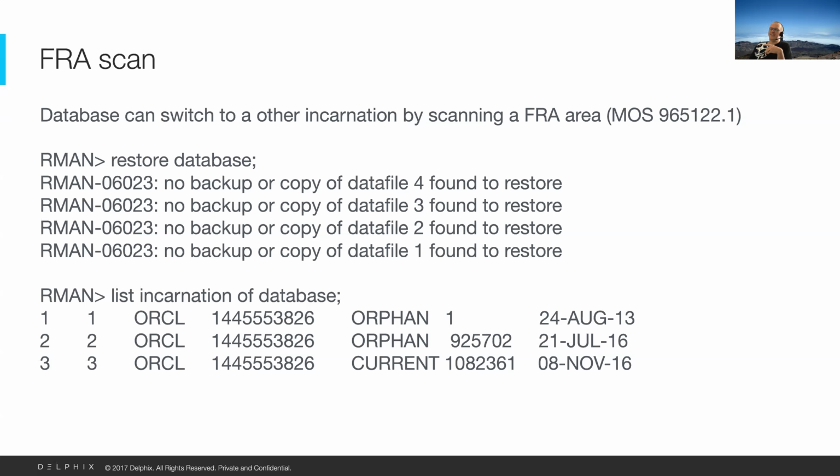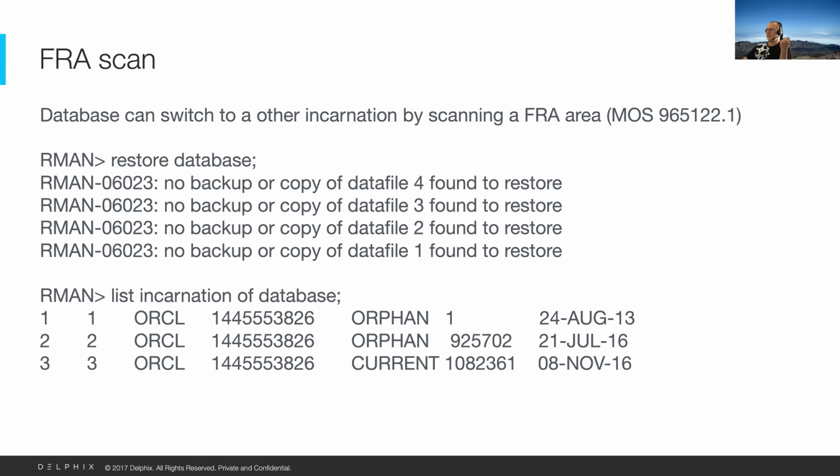When the database was created before and you have a FRA which has some data files with the same DB ID, it may happen that when you start a new restore, RMAN tells you, well, I don't know if there is any backup. I cannot find anything. That may happen because when you start a database, Oracle does a FRA scan, scanning your fast recovery area for any new copies of the archive logs or redo logs. If it finds them, it basically switches the incarnation of the database.